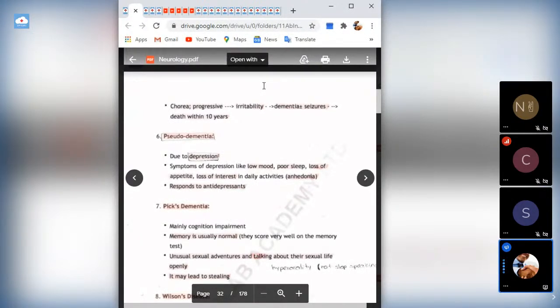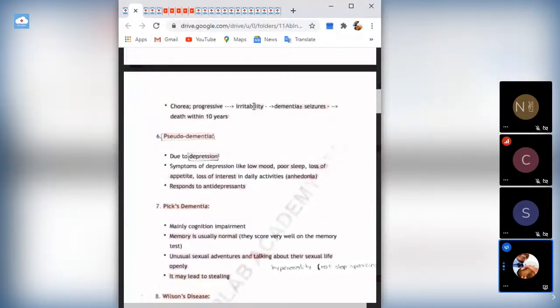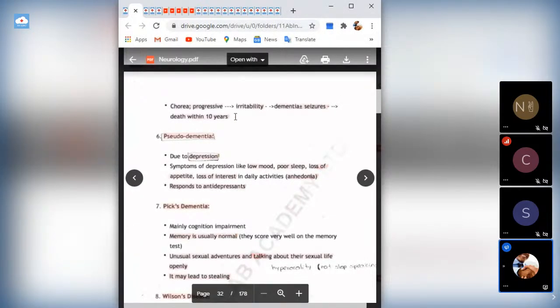It's said that some of them actually do commit suicide because you are counting your dead days and you're seeing it coming, because it has that constant prognosis that within 10 years, it goes to irritability. They are restless all the time. Then from there, it gets into dementia with or without seizures, and eventually death within 10 years.